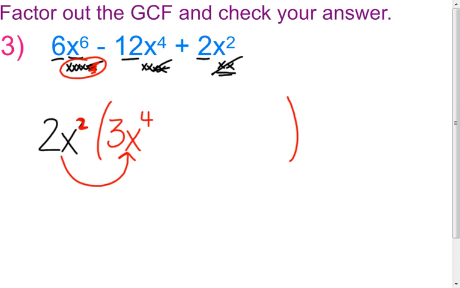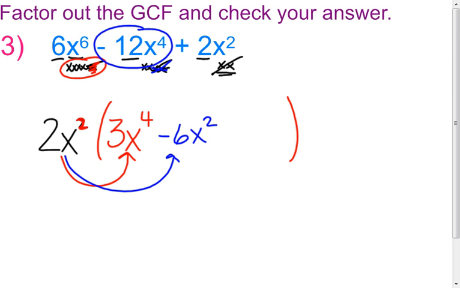Okay, so that's that. Now I'm going to go to the next term, and I have to figure out 2x squared times what quantity is going to give me negative 12x to the 4th. Okay, well, 2 times negative 6 gives me the negative 12. I had 4 x's. I used 2 of them, so I have 2 of those x's left.